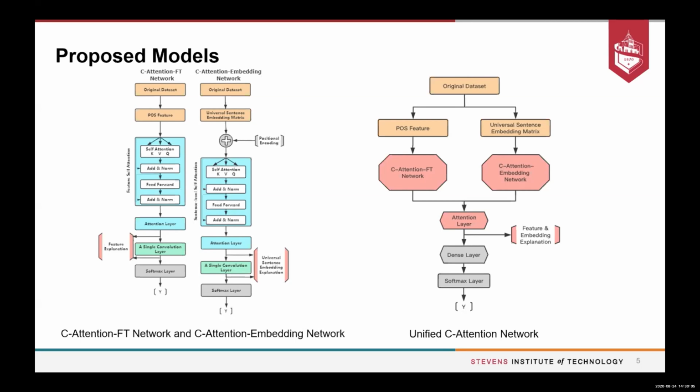The right figure presents our unified C-attention network. We concatenate the output of the previous two models and feed them into another attention layer, followed by a dense layer to generate the feature importance at the interclass level. Like the other two networks, the final decision is made after a softmax layer.